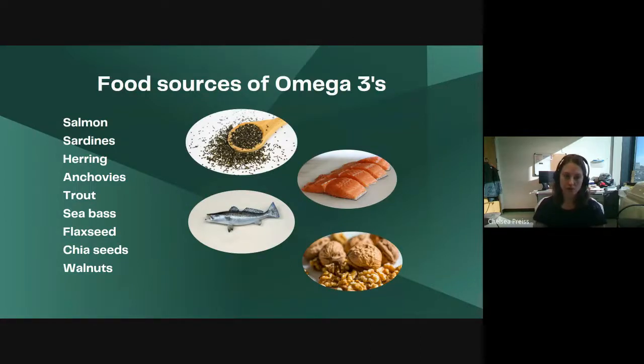So some foods that are high in omega-3s would be fish items, usually fatty fishes like salmon, sardines, herring, anchovies, trout, sea bass. And then they could come from plant-based sources like flax seeds, chia seeds, and walnuts. These just have to go through a couple of conversions in order to become omega-3s, and so you need to consume a larger amount of them.